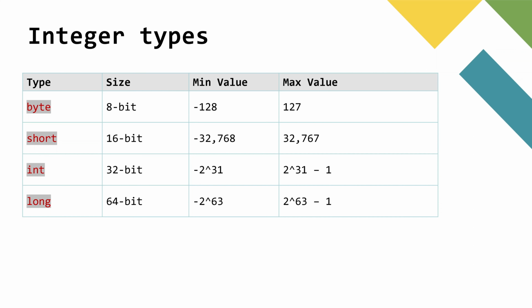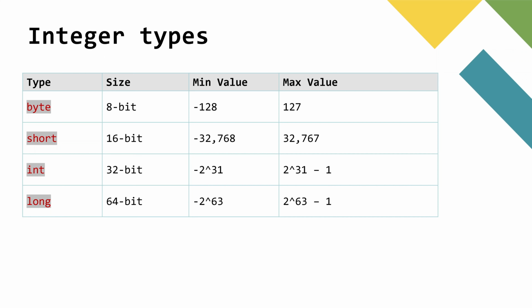Int is the most commonly used integer type. It uses 32 bits and can handle a wide range of values, from about -2 billion to +2 billion. Finally, long is the largest, using 64 bits. It's used when the number you're dealing with might be extremely large, such as timestamps or file sizes. By choosing the right integer type, you can balance memory usage and performance in your program.